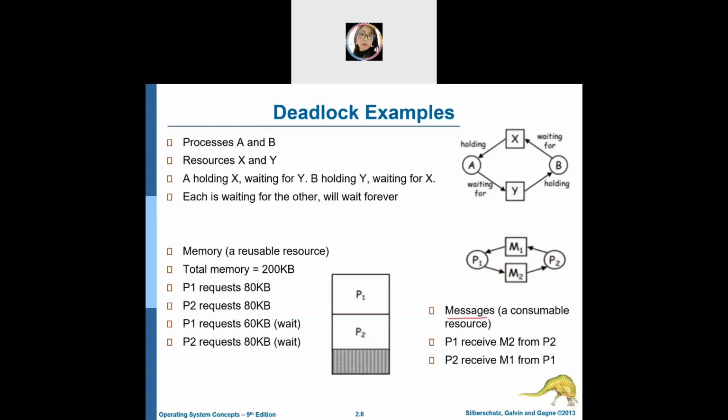So you're going to wait for the memory to provide you with 80 kilobytes. M is a message, a consumable resource that you're going to use to request. P1 receives M2 from P2, which is the message M2, and then P2 receives message M1 from P1. So this is how you're going to get it, and you need to wait for the request.